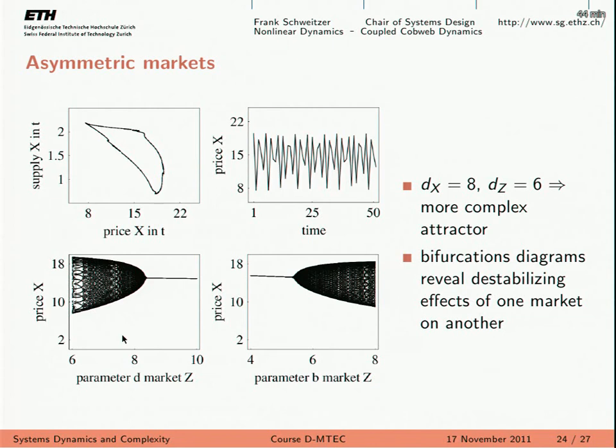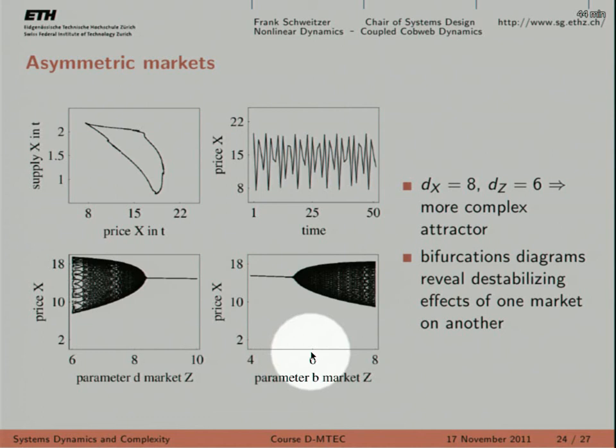Again, what we see are bifurcations, but now, and that's the thing that I'd like to close with, we have the parameter B in market Z influencing the price in market X, right? So the parameter B, remember, was the price derivative of the demand, or 1 over B. So that's the slope of the demand curve. If we increase the slope of the demand curve, suddenly we get chaotic behavior of the price in market X.